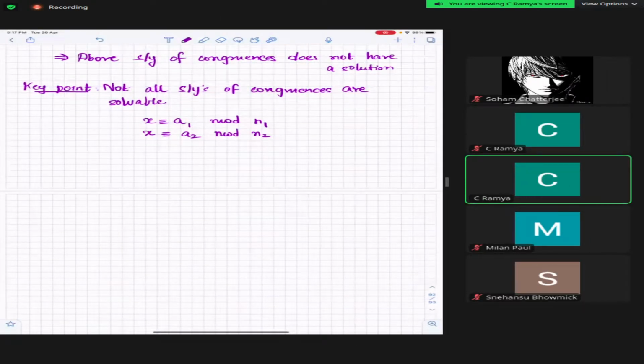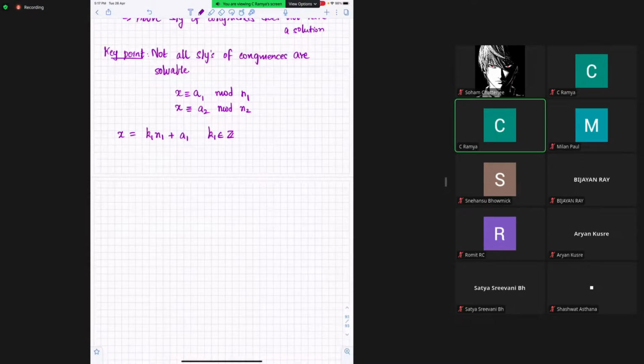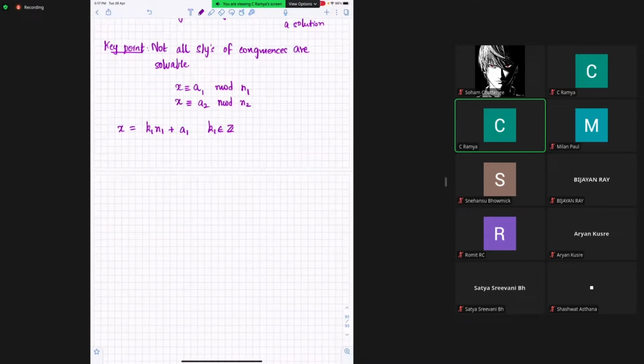From the first equation, we know that x, when divided by n1, leaves remainder a1. So x is some k1 n1 plus a1, where k1 is an integer. And just like we did substitution, now I have one possible solution to x. I'm going to substitute into the second equation. So I have k1 n1 plus a1 is congruent to a2 mod n2.